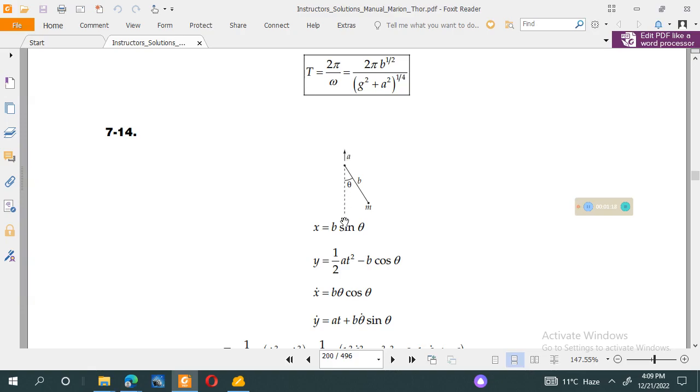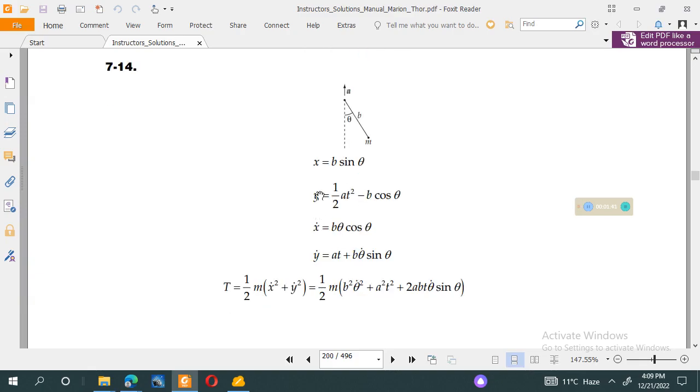So our x direction motion will be equal to b sine theta, because in front of theta it will be sine theta, and y will be equal to 1/2 a t square minus b cos theta, because b cos theta will be in this direction, and 1/2 a t square because of its acceleration in the forward direction, so it will be positive in the upward direction. So we can take its derivative for x and y. It will be x dot equal to this and y dot.